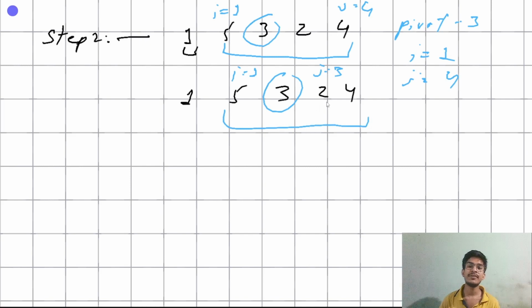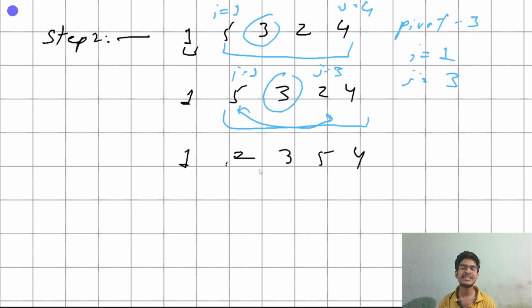Now it will say, is 2 less than 3? We say yes, it does. Now it will stop, and it will swap these two elements, and it will be 1, 2, 3, 5 and 4.